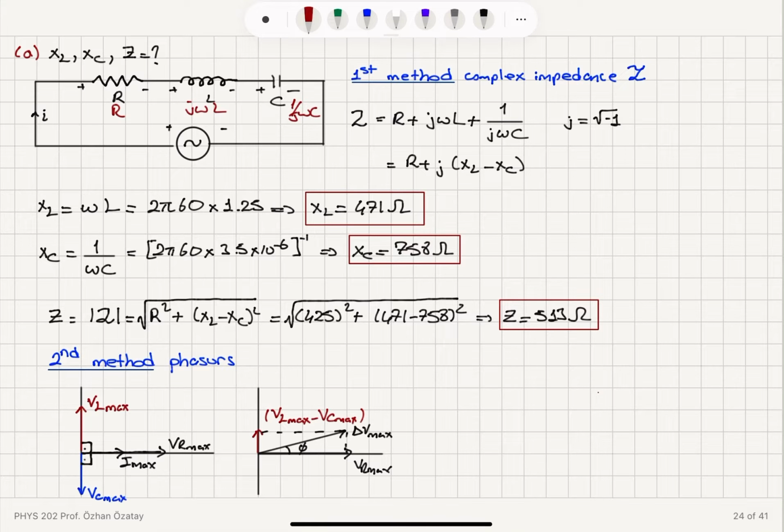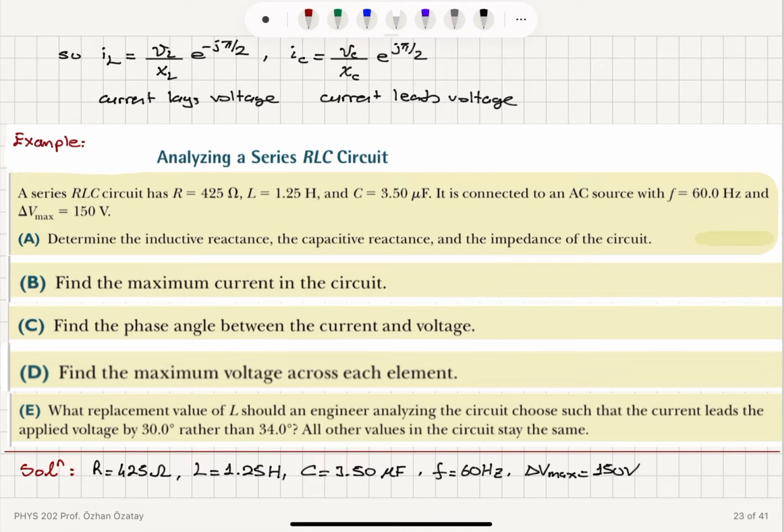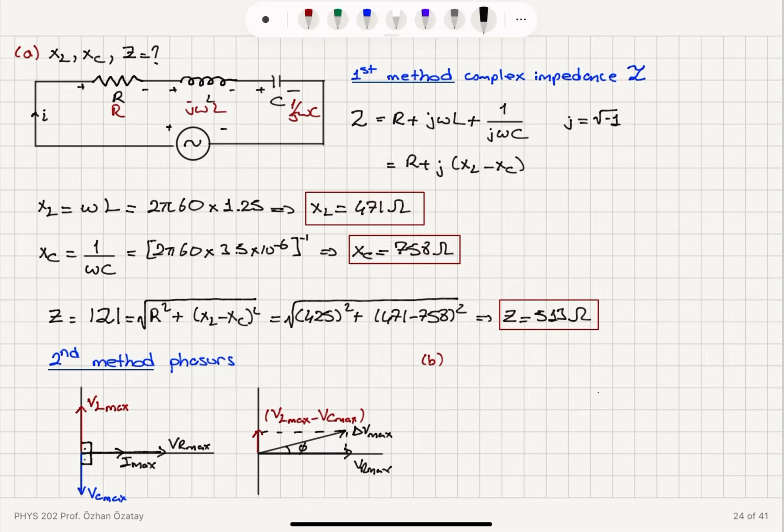Now, let's move on to part B. Part B asks me to find the maximum current in the circuit. The maximum voltage, delta V max, is related to the maximum current in the circuit once I know the impedance of the circuit: delta V max equals I max times Z. Remember, this behaves like Ohm's law.